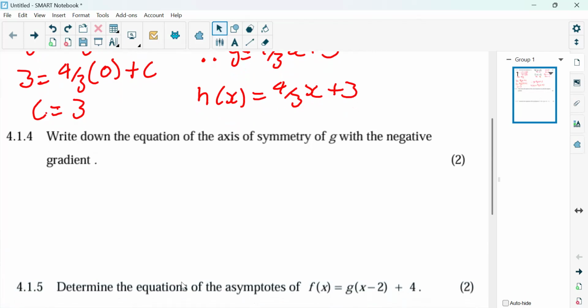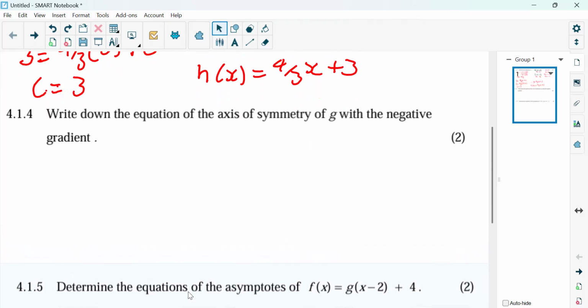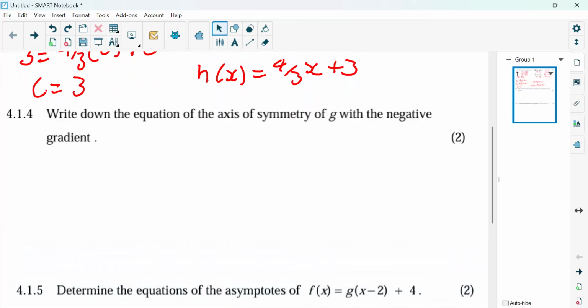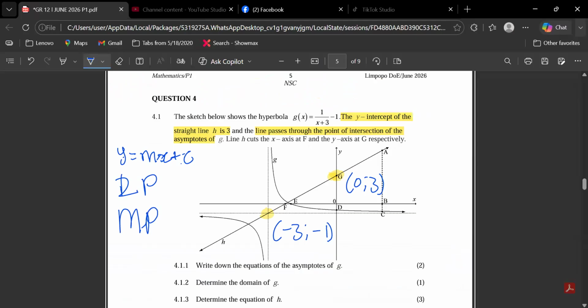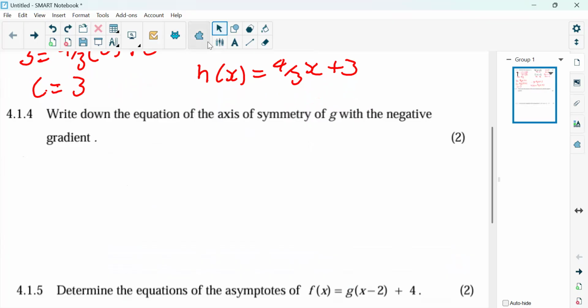So the equation of the axis of symmetry, when we are dealing with the hyperbolic function, guys, we have 2 of them. So let's go and write them down. We have y equals minus x plus c. It's the one with the negative gradient, the one that they're looking for. And then the other one that we can also have is y equals x plus c.